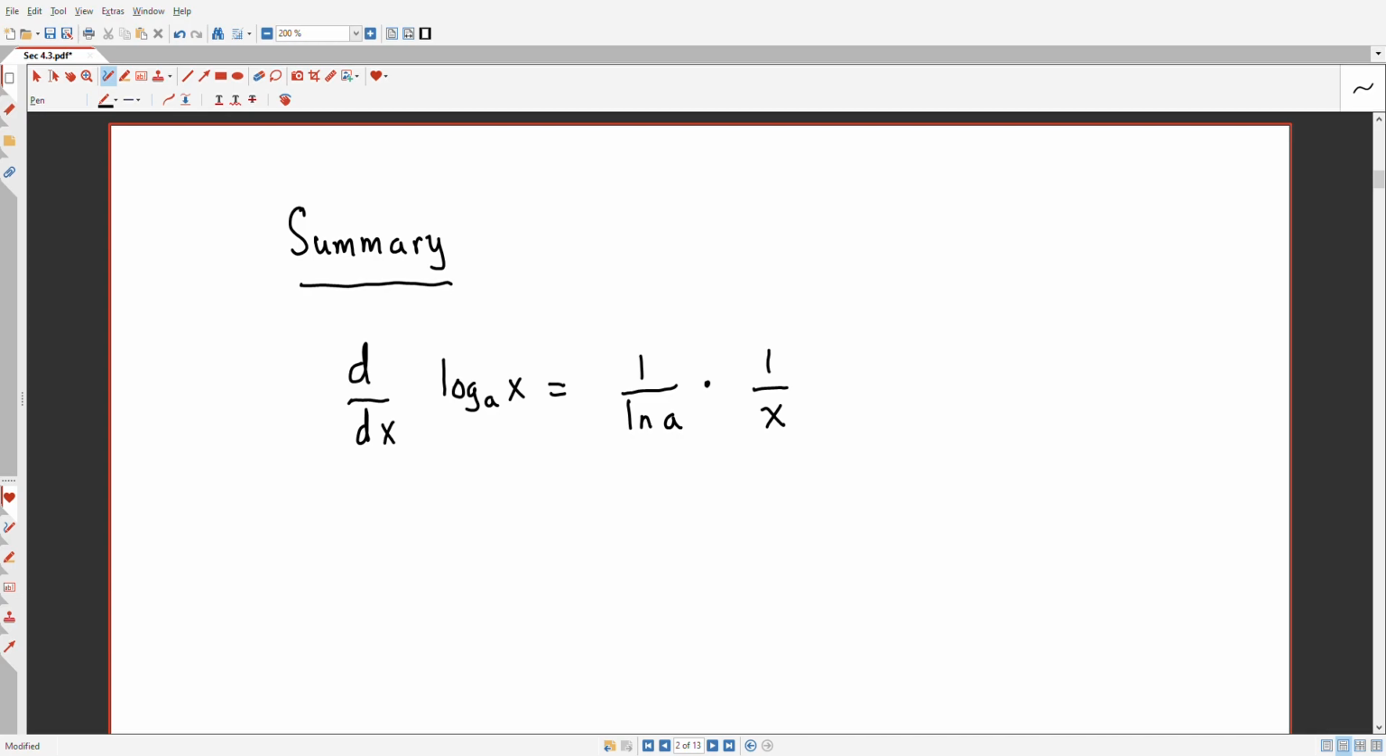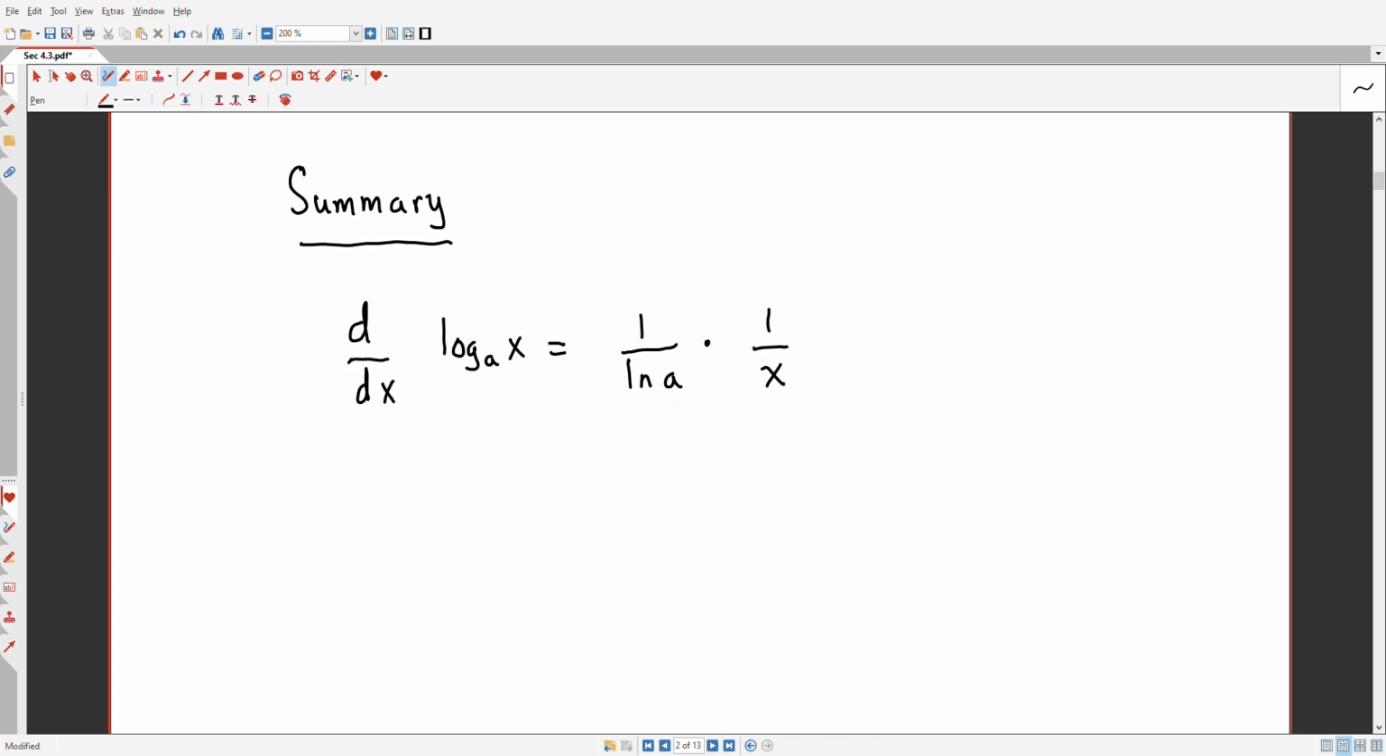So, for example, when we apply this rule to our natural logarithm, that is when a equals the natural base e, this rule becomes the derivative of the natural log of x is simply 1 over x.